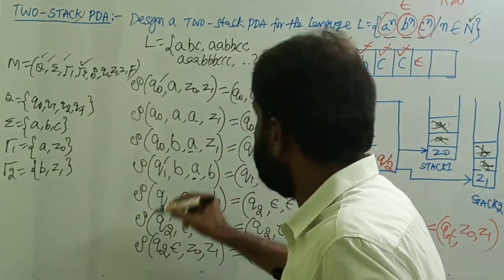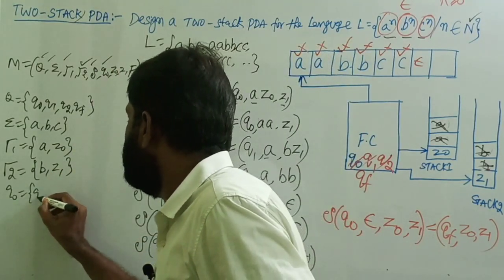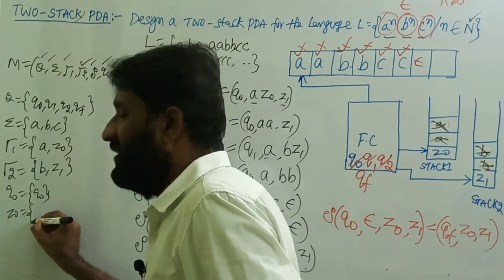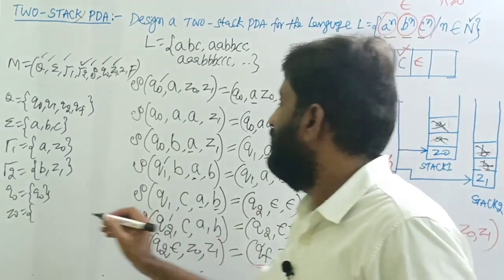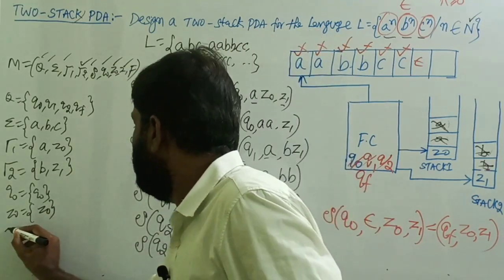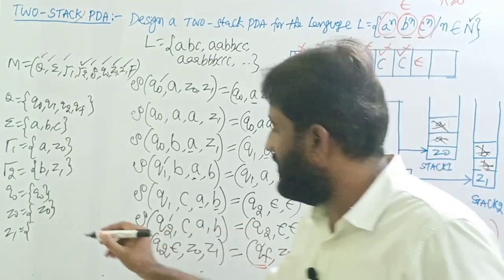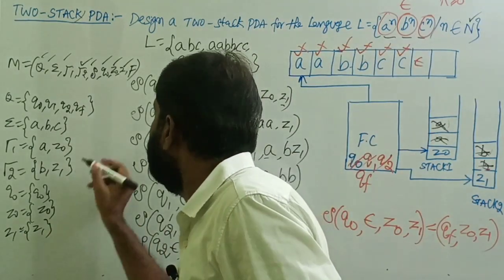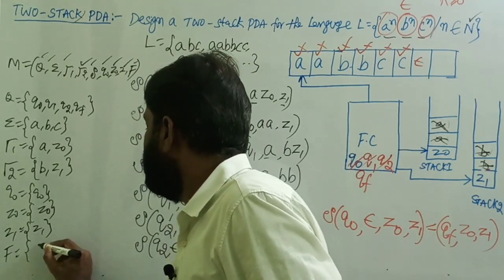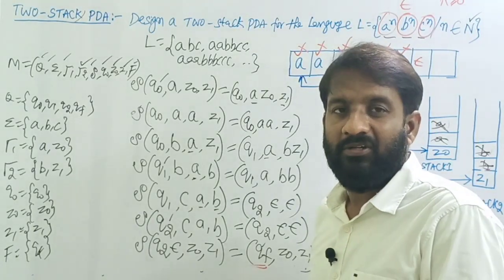Transitions, we wrote these are all transitions. Q0 equals, we took Q0 as Q0 only. Then Z0 is the initial stack symbol in stack 1, we took Z0 only. Then Z1 equals the initial stack symbol in stack 2, we took Z1 only. Then capital F is the final state, we took it as QF. So this is all about the 2-stack PDA.